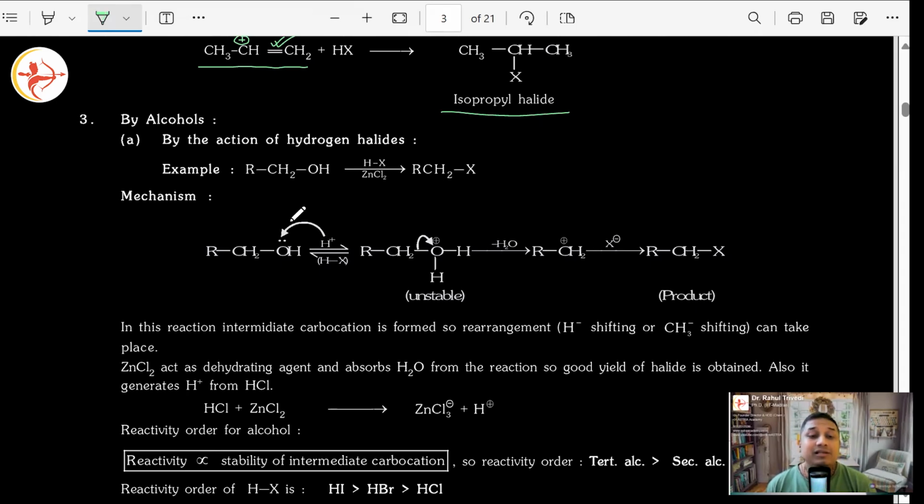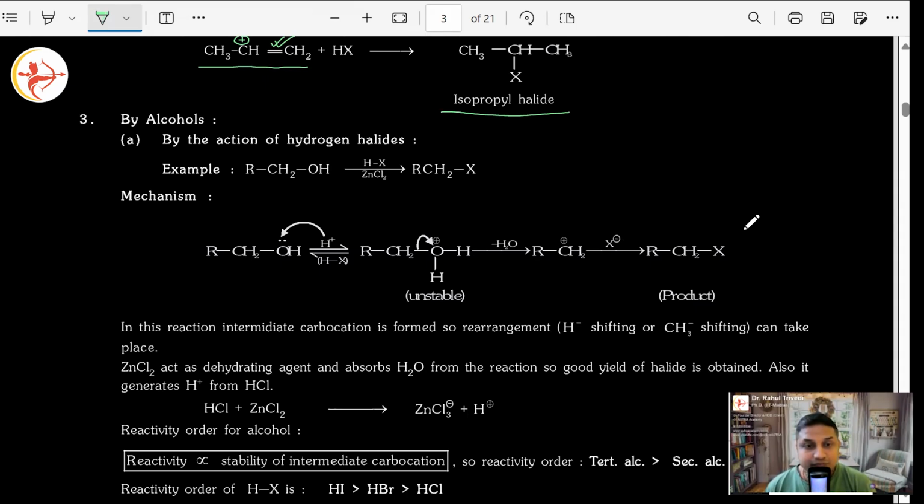Then H plus will be attacking the electron rich site. Are we clear? Which type of reaction is happening? The electrophile is attacking at the high density site, so electrophilic addition happened. Then H2O is quite stable, so it will leave. When it leaves, a carbocation is produced. That carbocation again gets attacked by the nucleophile and it gets added there.